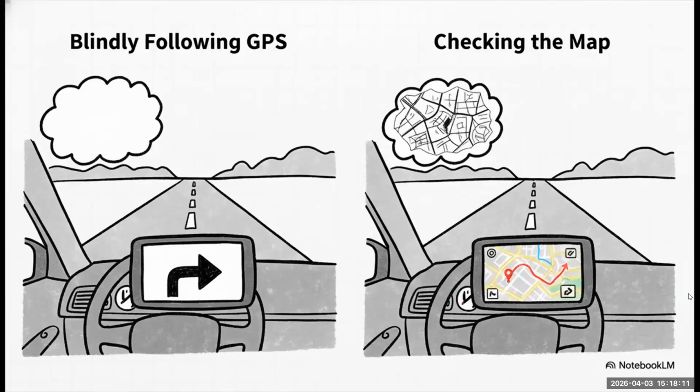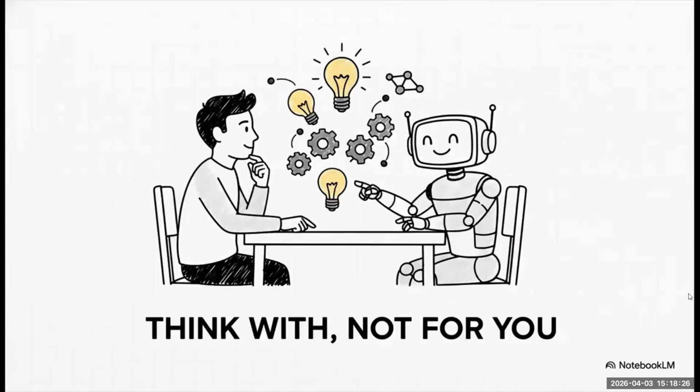If you just blindly follow the turn-by-turn voice, you'll get there, but you'll never actually learn the layout of the city. But if you sometimes look at the map, see the whole route, and understand why it's telling you to turn left, that's when you actually start to learn your way around. Those little prompts are like checking the map. And at the end of the day, that's the real goal.